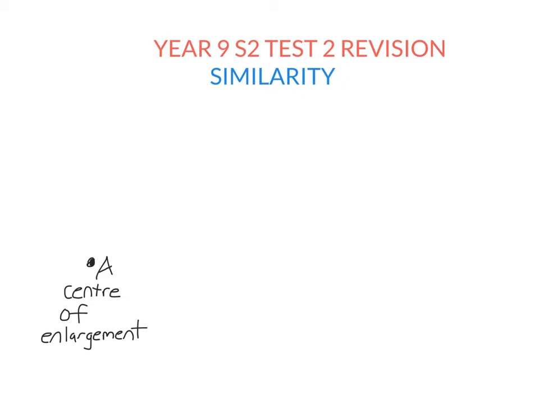So let's first look at how you actually create a similar figure. So let's just draw a triangle. What I'm going to do is enlarge this triangle with scale factor 3. So we need to enlarge it about a point called the center of enlargement. So this is what you do.